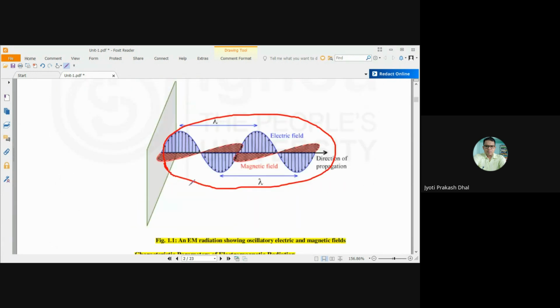So you can see from this image. This is the image of an electromagnetic radiation. Let this be the origin. The electromagnetic radiation is traveling, and this is the direction of propagation. You can see the electromagnetic radiation contains two components. One is the electric field vector and the other one is the magnetic field vector. Both the components are perpendicular to one another.